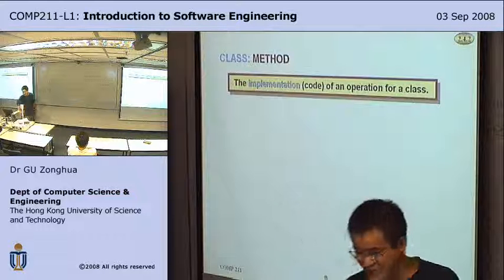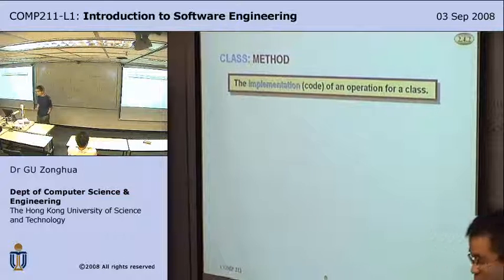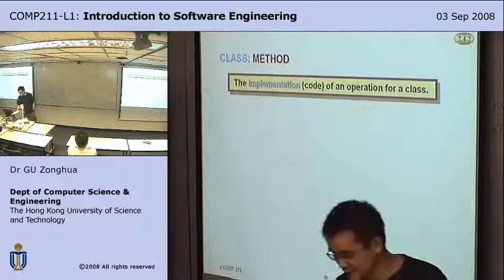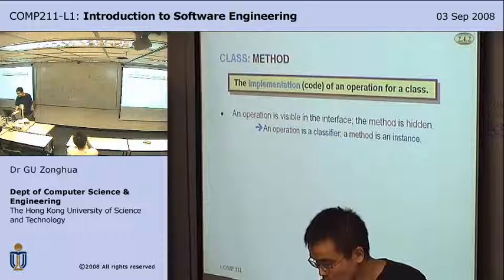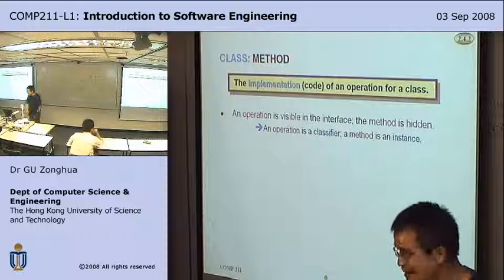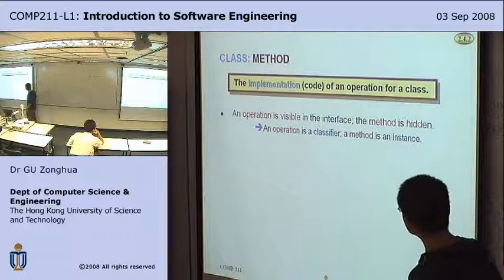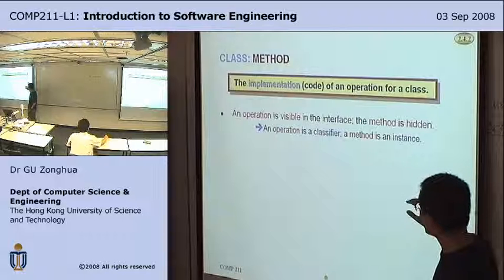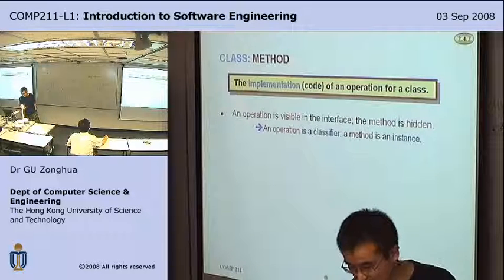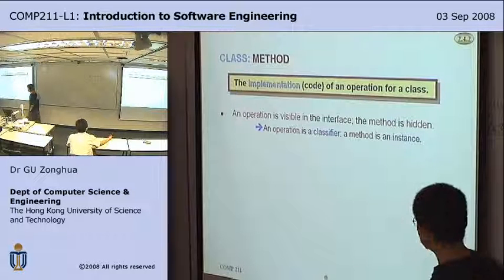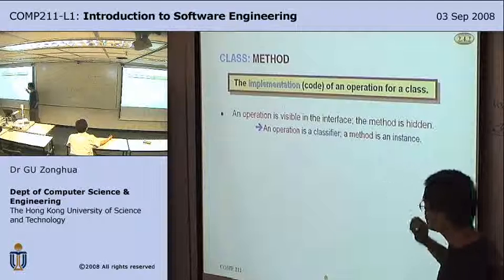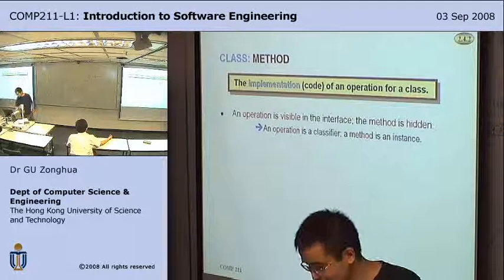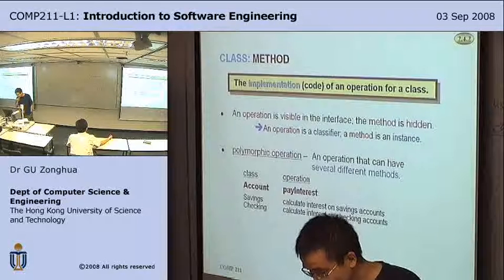So method is an implementation, or the code behind an operation. Operation is visible in an object interface. Method is hidden. So operation is a classifier. Method is the instance. So why do we say that? Because an operation may have multiple implementations, multiple methods behind it. So we'll show it next.